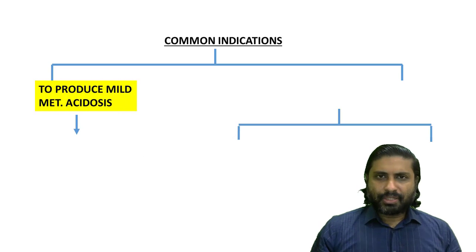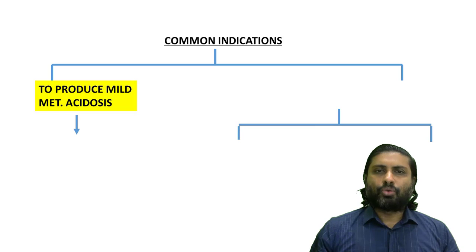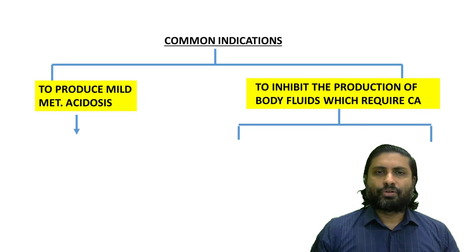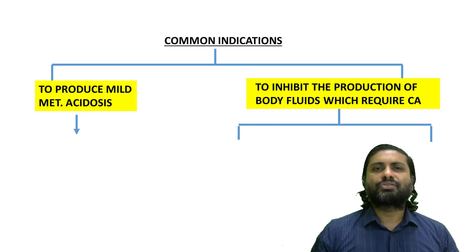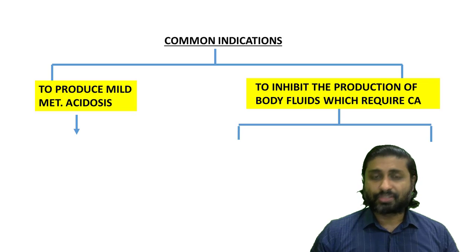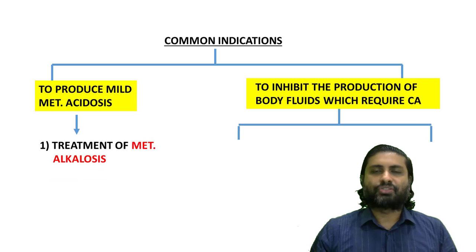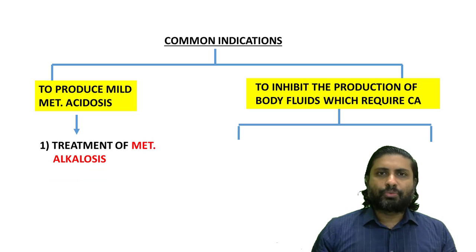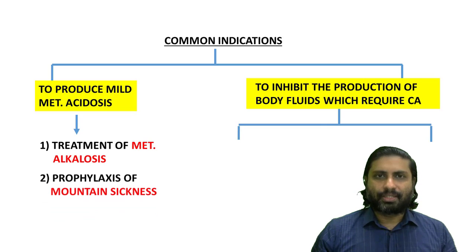So, the common indications of carbonic anhydrase inhibitors would be those that involve the production of mild metabolic acidosis and those which involve the inhibition of production of body fluids which require carbonic anhydrase. So what are the situations where we would want to produce mild metabolic acidosis? Well, obviously one would be metabolic alkalosis. So that's one situation. Another situation where we would want to create a mild metabolic acidosis is in the prophylaxis of mountain sickness.